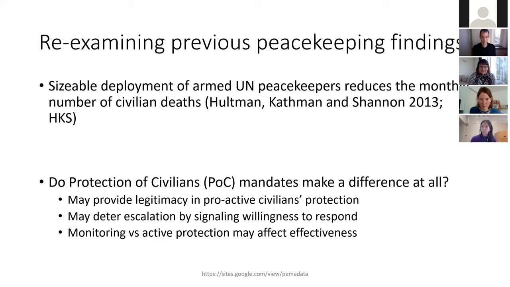And ultimately, the conclusion of the paper is that sizable deployment of armed UN peacekeepers, so visible military presence by the UN, saves civilian lives on a monthly basis. So you see a reduction in the number of civilians that get killed in host states when there is a sizable presence of armed peacekeepers, ultimately. So this is the finding of the paper. And we just ask another question on top of that. We ask, do mandates make any difference on the ground?